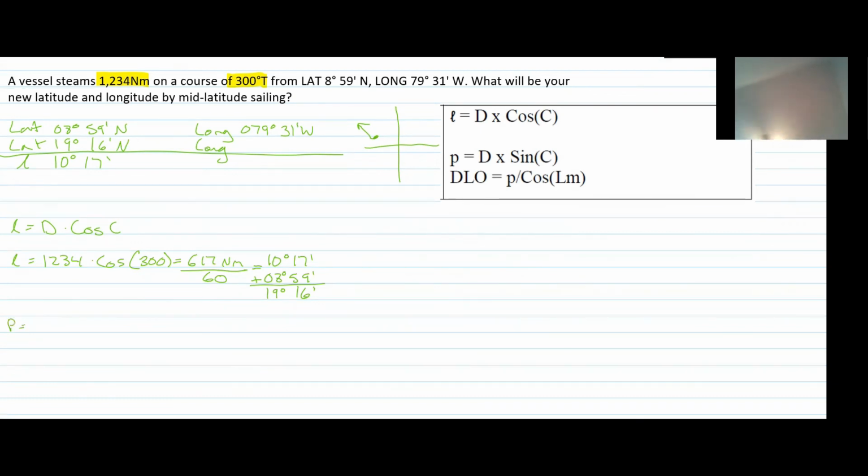P equals D times sine of C. So we'll use the same exact information as the last equation, except instead of cosine of C, we're using sine of C. P equals 1,234 times sine of C, which is 300. Plug that into your calculator: 1,234 times sine parentheses 300 parentheses.